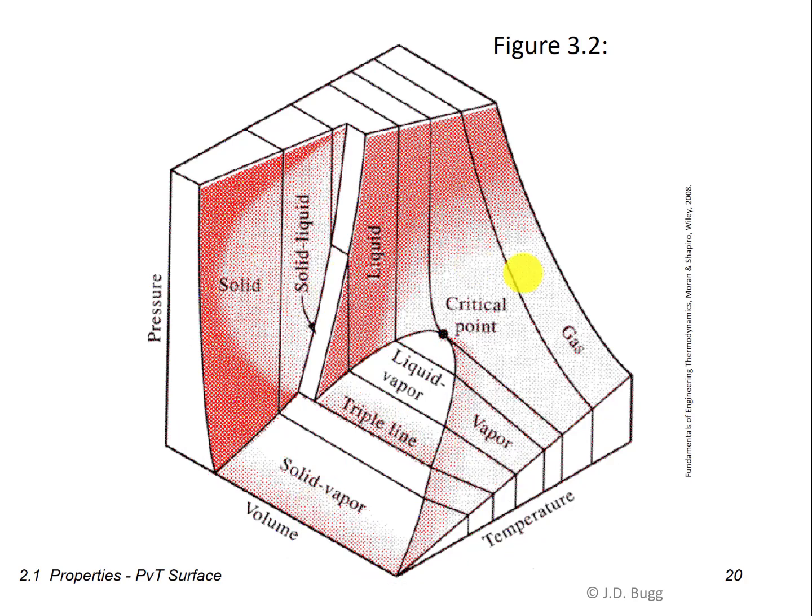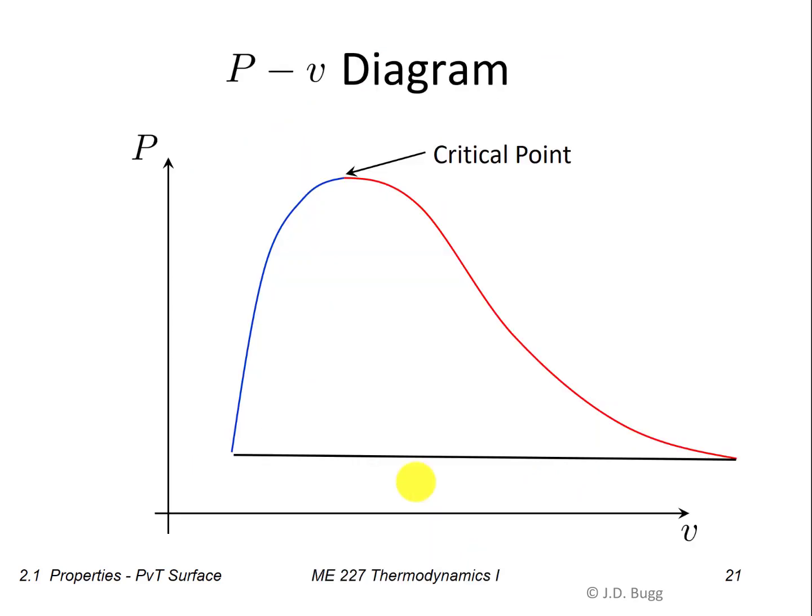Another feature of this PvT surface that I'll just point out is the triple line. Anywhere along this triple line right there, we actually have all three phases in equilibrium at the same time. So liquid, vapor, and solid are all in equilibrium at the same time along that triple line. Sometimes when we draw a PV diagram, for instance, we'll show that triple line down at the bottom of the PV diagram. It just joins the saturated liquid and saturated vapor lines down here at the base. So that's called the triple line.